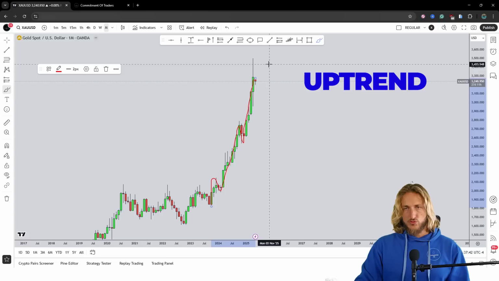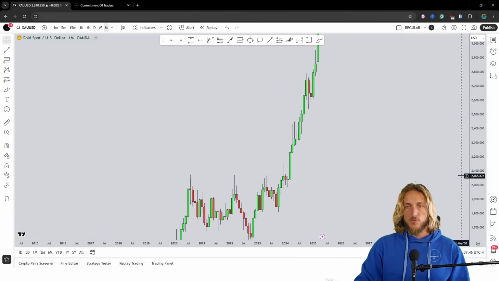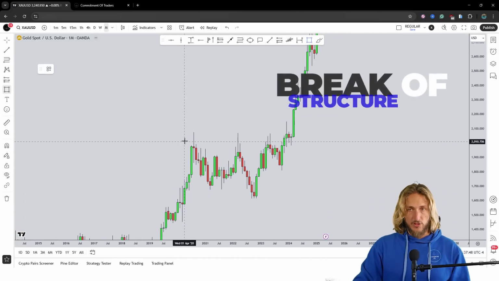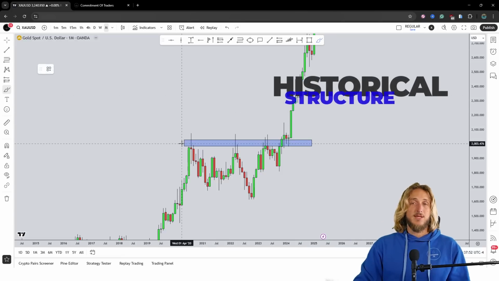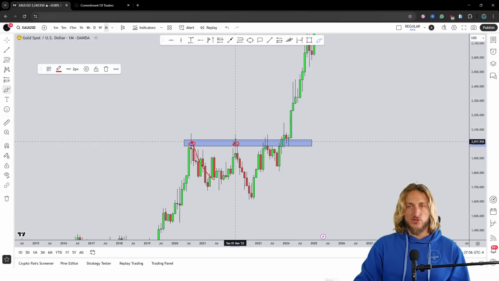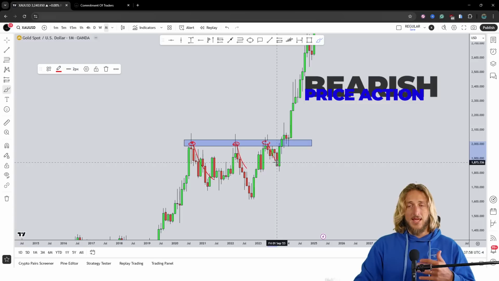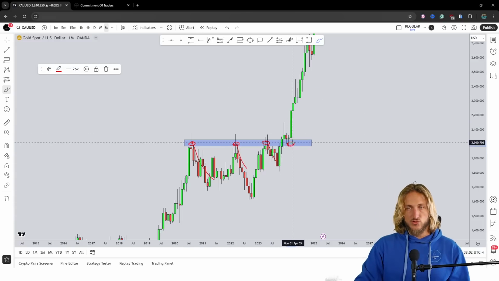Now, all this push to the upside originated from the rejection away from a strong break of structure. So a strong break and retest of a historical structure level, which is this one here, from which all these previous rejections to the downside were created. Then the market broke above that zone and all this previous resistance was turned support here.